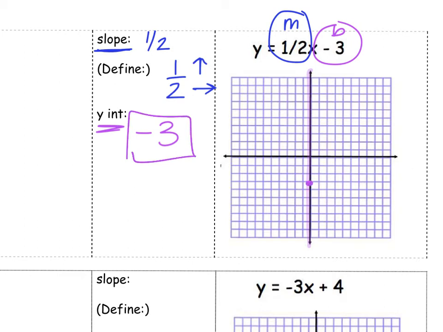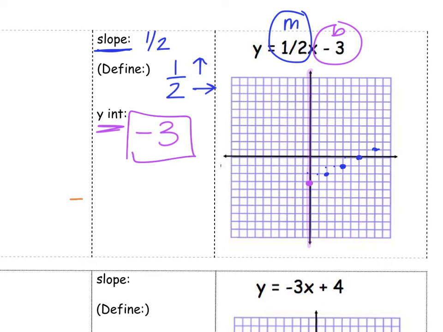And then my slope has told me how to move. It told me I move up 1, right 2, drop a point. Up 1, right 2, drop a point. And I repeat until I have enough points to form that line. My line is going to be nice and straight. Now, sometimes you run out of space, so we can always move in the opposite directions, which I would like to show you.